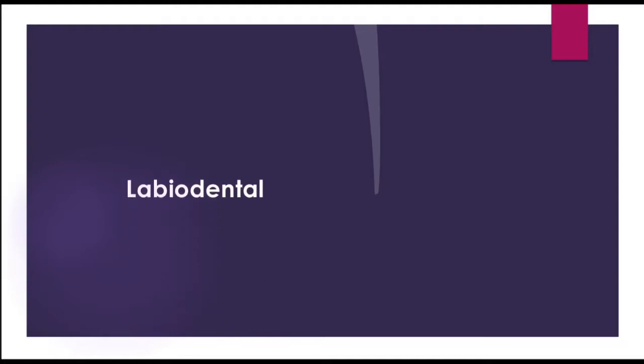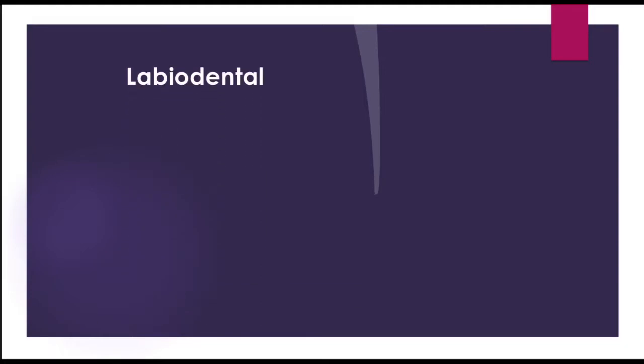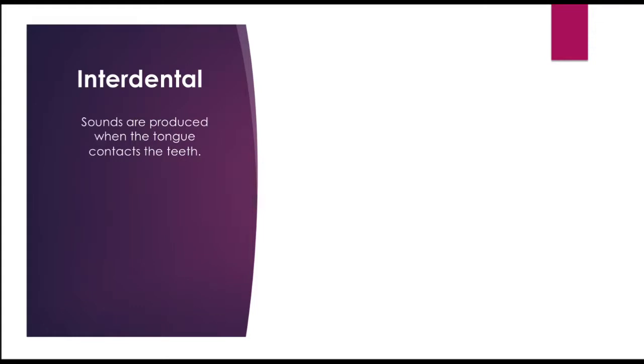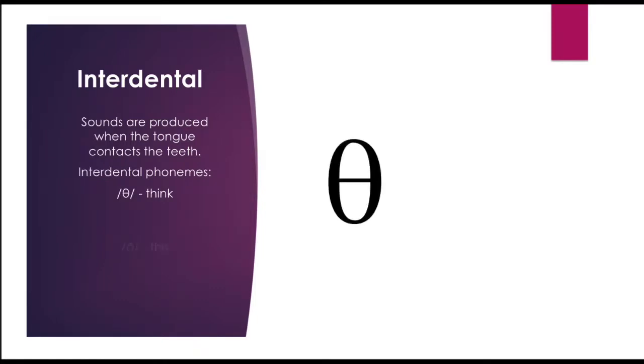Next we have the labiodentals. The labiodental sounds are produced by placing the upper front teeth on the bottom lip. Here you can see that those top teeth are being pushed down on that bottom lip. And the labiodental phonemes are f as in family and v as in violet. So the interdentals are going to be sounds that are produced when the tongue contacts the teeth. The interdental phonemes are going to be the th as in think, and then the th as in this.